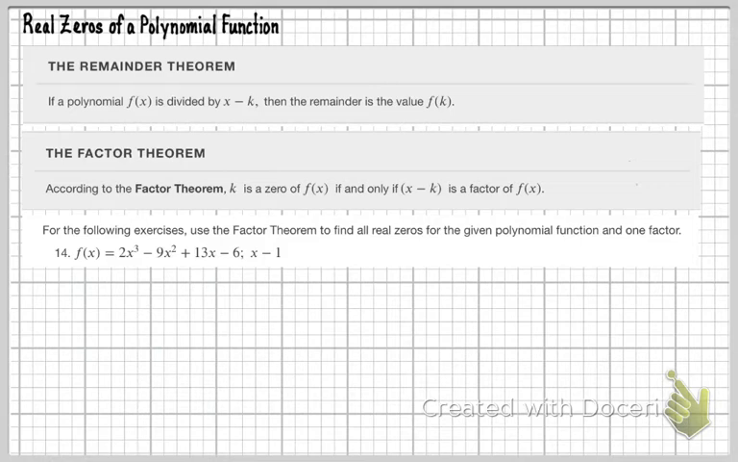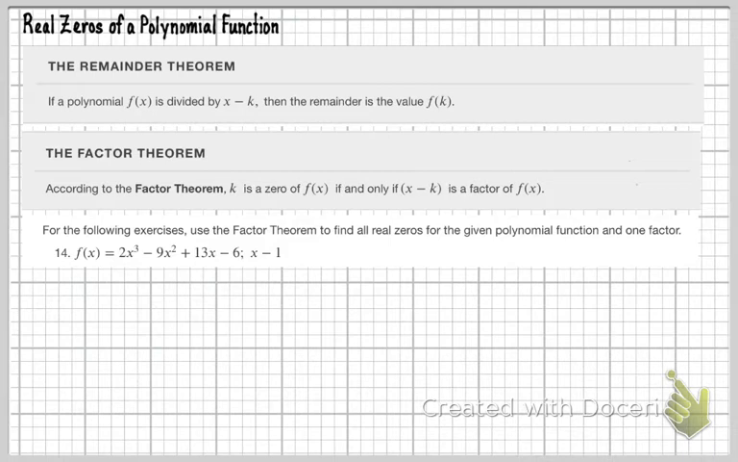And it says, for the following exercises, use the factor theorem to find all the real zeros of the given polynomial function and one factor. So the problem stated that they want us to find all the real zeros of the given polynomial function, but then it says and one factor. So they're saying that if this x minus 1 is a factor of f(x) here, then that means if I divided it, it would come out evenly and my remainder would be 0.